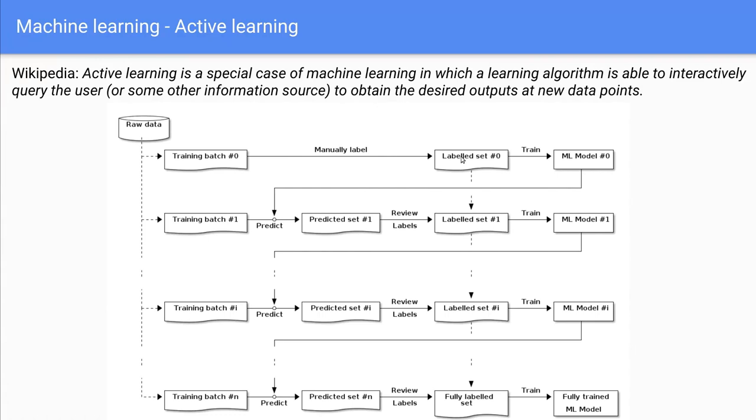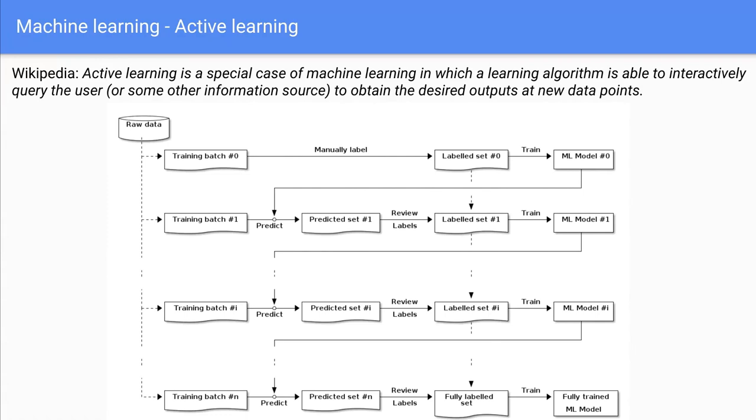And we got the first labeled set and we trained on it to get the first model. And then we took a second batch, which was different than the first batch. There was no overlap. We predicted on it and we got the predicted set one, let's say, and we reviewed those labels. And there were, of course, errors in this because 100 tiles is not that great. There were errors.